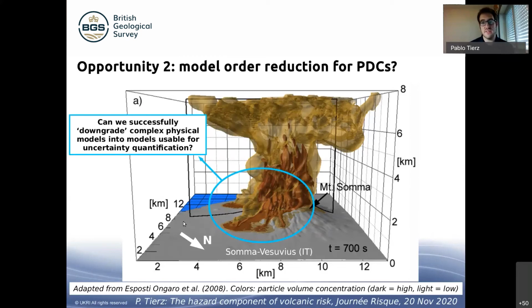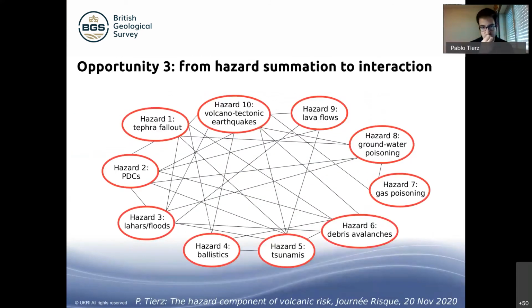So my question is, are we able to simplify this type of models in a way that we can keep the main physics inside the model, but we can make the model fast enough as to allow us to quantify uncertainty? And the final opportunity is related to the multi-hazard side of volcanic hazard.